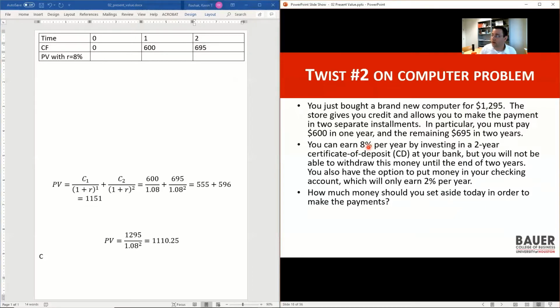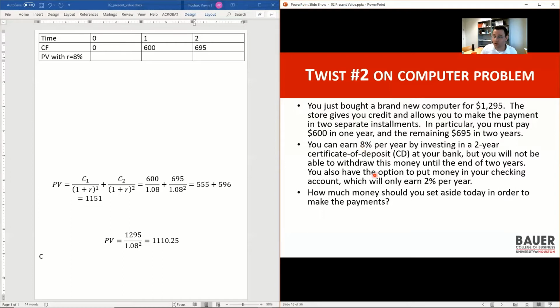You can earn 8% per year if you invest in a 2-year CD. Okay, so with a certificate of deposit, you put your money at the bank, you earn a return. The catch, however, is that you can't touch the money for 2 years. So it's a 2-year CD, you can earn 8%, but you have to leave the money there for 2 years. If you take it out before, you have to pay a big penalty.